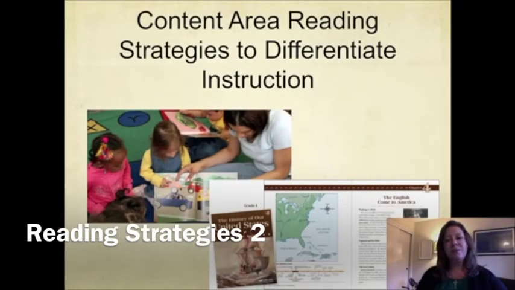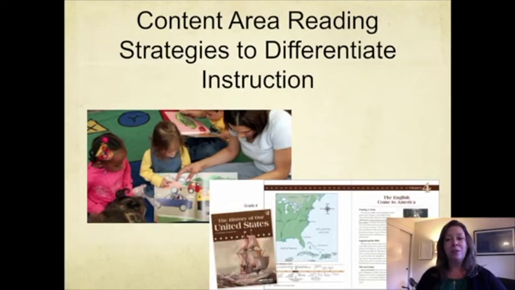So now that we've considered why we should study the humanities and social studies in the early grades and with those who have mild to moderate or moderate to severe disabilities, we're going to take a look at content area reading strategies to differentiate instruction.